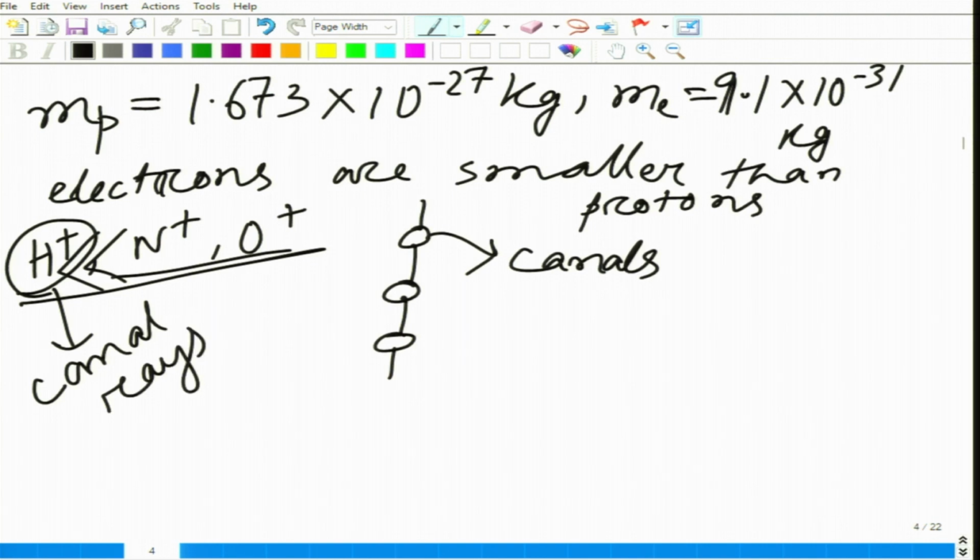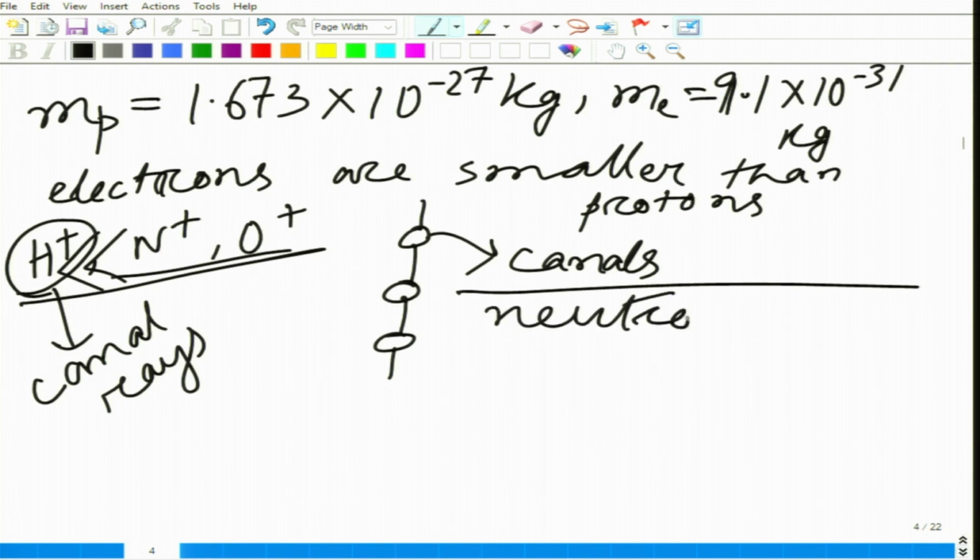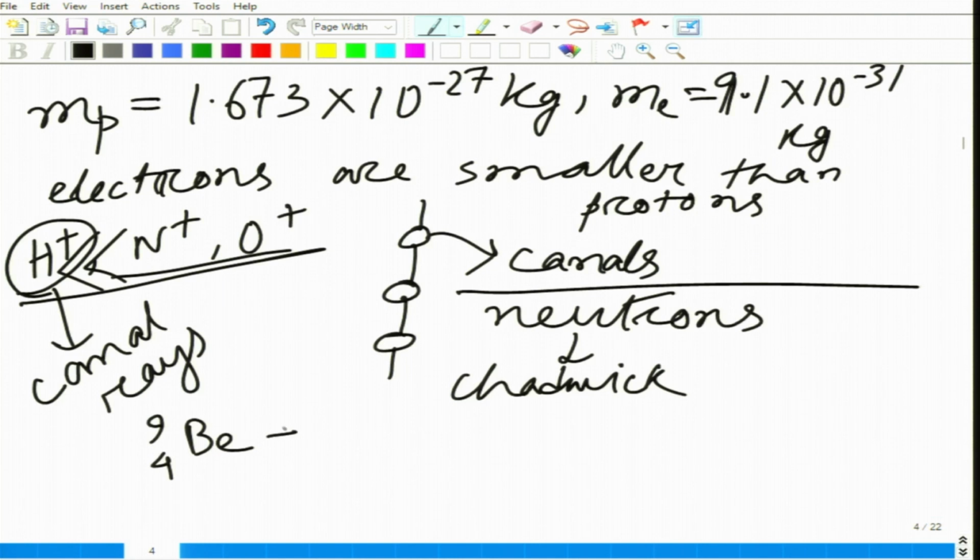Okay. So, this was about electron and proton. How were neutrons discovered? Neutrons were discovered by Chadwick, by bombarding beryllium sheets with alpha particles.